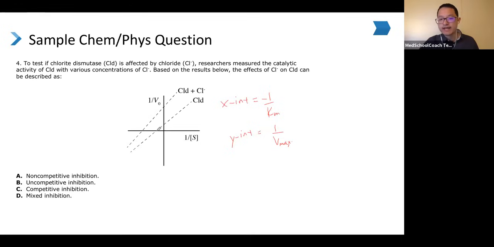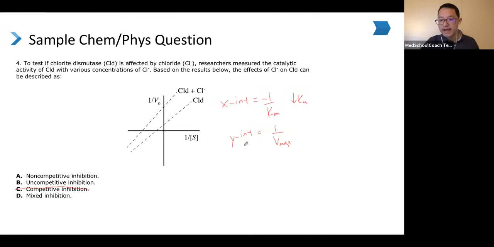In this case, your x-intercept shifts to the left. That means it becomes a larger value. In order for it to become a larger value, that means that your Km must have decreased. And if your Km has to decrease, that allows you to eliminate one answer choice, which is C, because in competitive inhibition, Km increases, it doesn't decrease. You're still stuck between these 3.